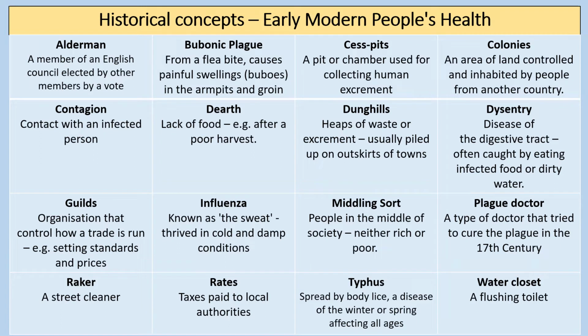Okay, key historical concepts you're going to come across in the early modern people's health. So you can pause this and just check that you understand these words. Check you know how to spell them as well. So alderman, bubonic plague, cesspits, colonies, contagion, dearth, dunghills, dysentery, guilds, influenza, middling sort, plague doctor, raker, rates, typhus, and water closet. The first flushing toilet was invented during this time period by John Harrington in 1596.